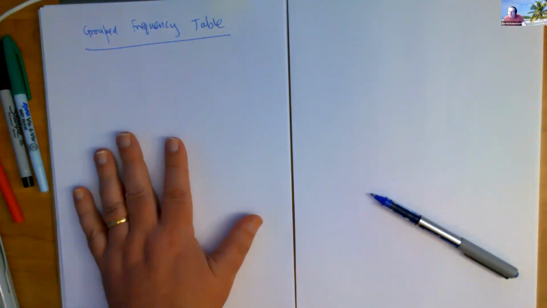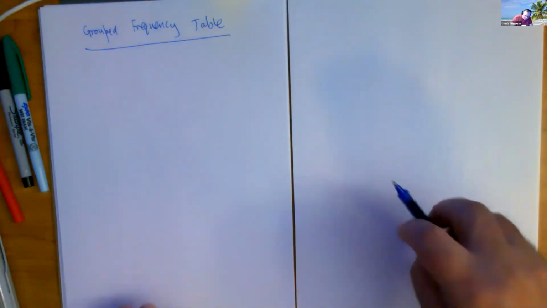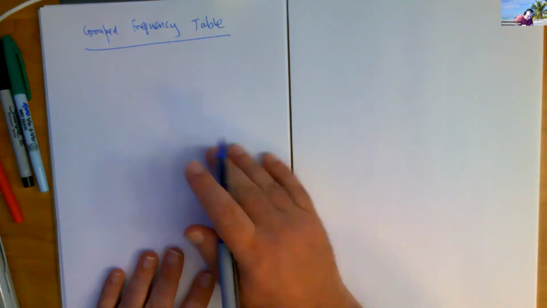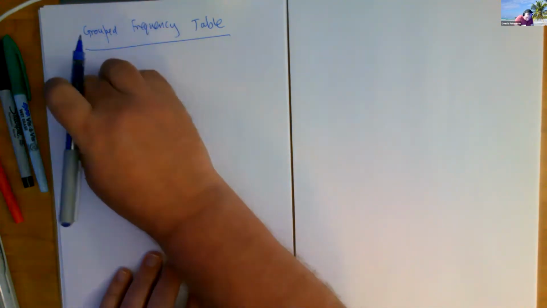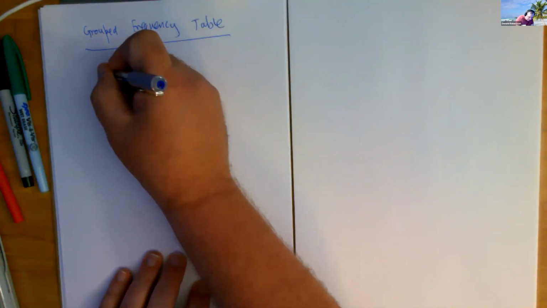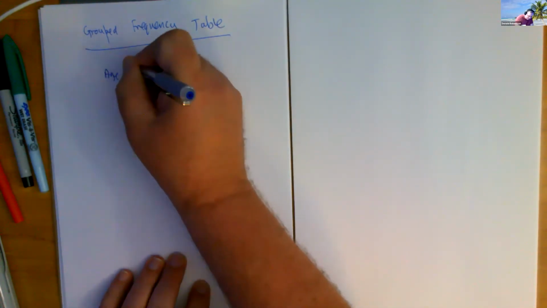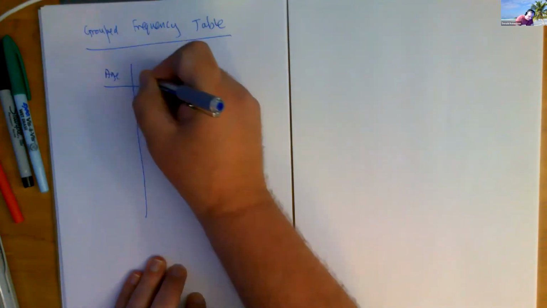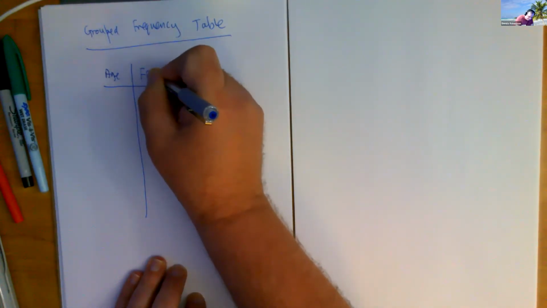And the whole idea of having a table is to try and take the data and summarize it in a way that allows us to see what the heck's going on. Is there any patterns? What's the most common age group? So what we have to do here is we have to group the data into groups. So we're going to have age, because that's what I'm going to ask you. And then we're going to do frequency.